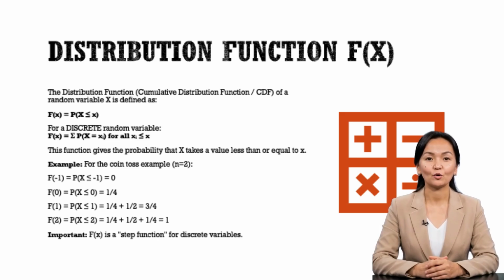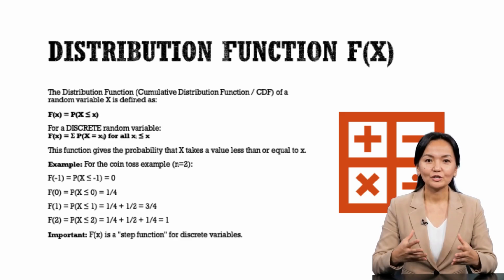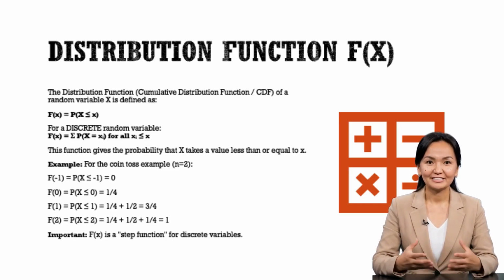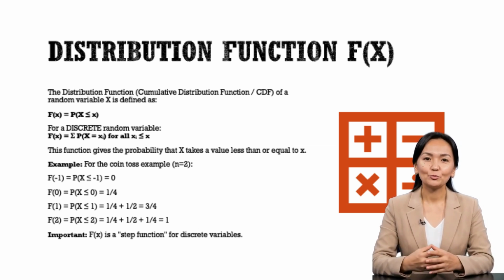For example, in our coin toss example with 2 tosses, F(-1) is 0 because there's no value less than -1. F(0) is 1/4, F(1) is 3/4, and F(2) is 1. The key thing to remember is that for discrete variables, F(x) is a step function. It jumps at each possible value.